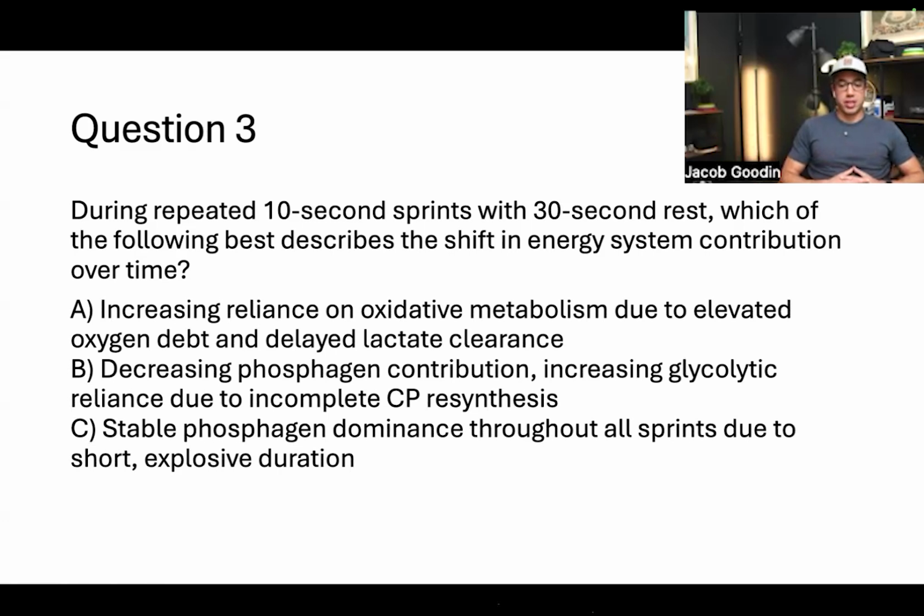B, decreasing phosphagen contribution, increasing glycolytic reliance due to incomplete creatine phosphate resynthesis. Or C, stable phosphagen dominance through all sprints due to short explosive duration. So which of those best describes how the energy system contribution changes over time? Recall the graphs that we looked at with intensity versus duration. Recall the time frames of each of those energy systems, and recall the amount of rest that you need for each of those energy systems to fully replete.